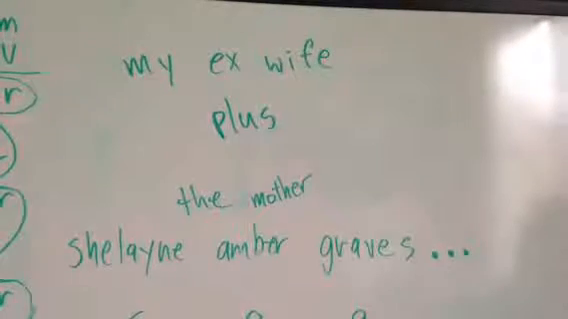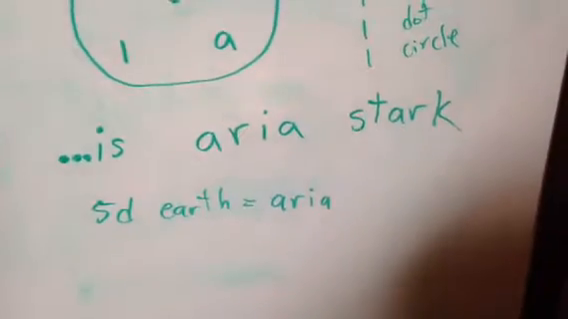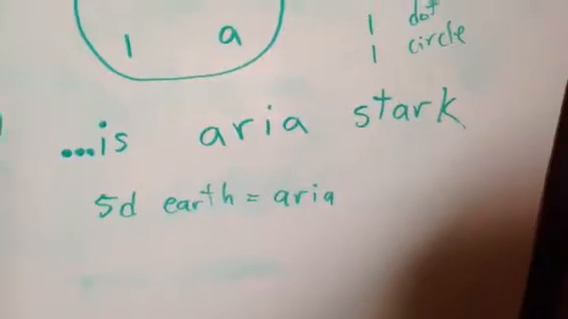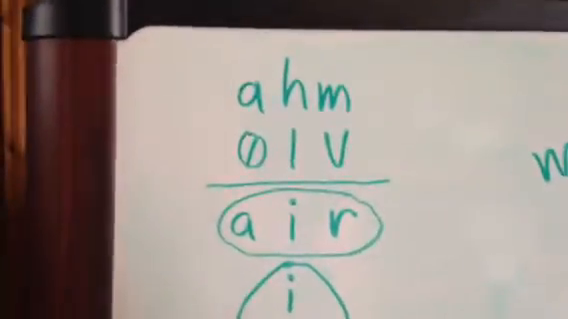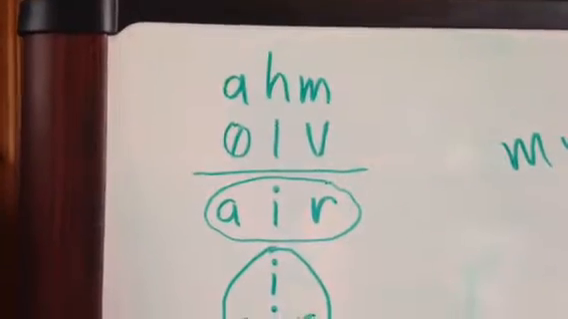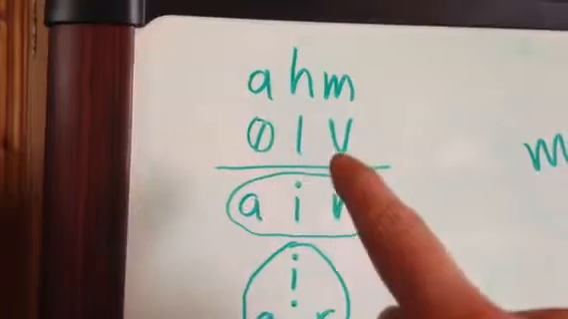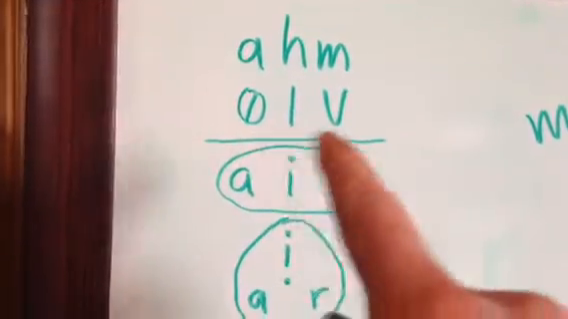For my next feed, I'm going to show you that my ex-wife plus the mother, Sheelane Amber Graves, is Arya Stark, where 5D Earth is Aria. Sure. Alright, so those are the initials on top of my ex-wife. No big deal. I decided to add the 0, the I, and the V because females are worth more, so they're closer to God, so I decided to use the Roman numerals that are closer to God.